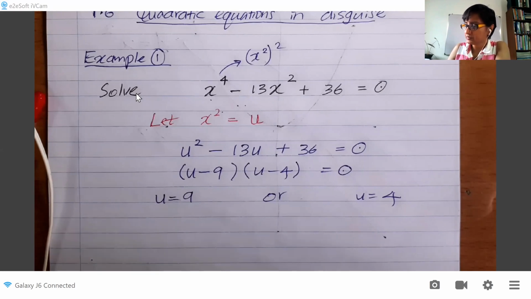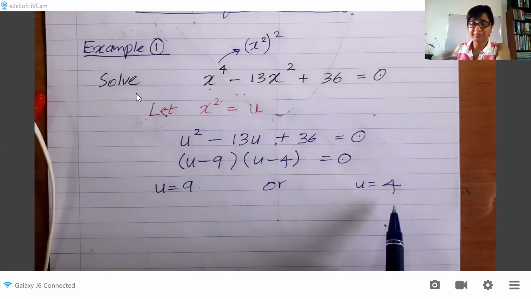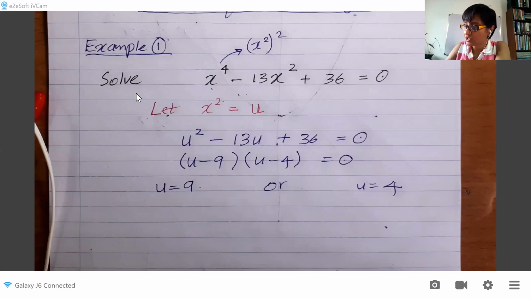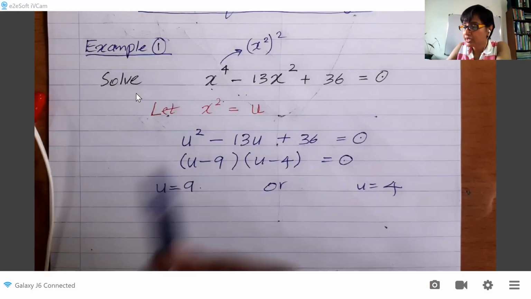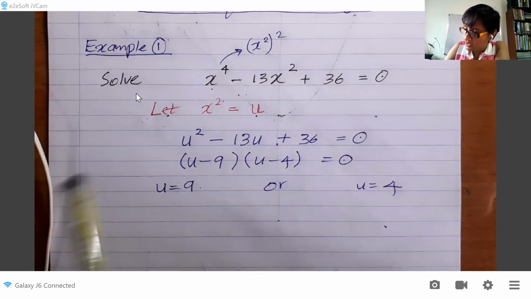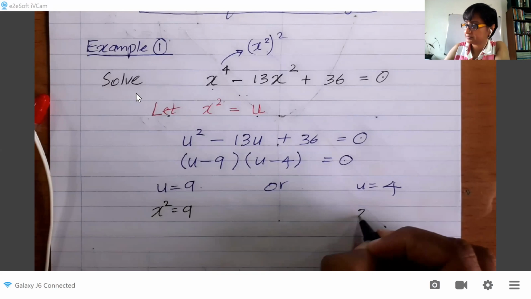So I got u equals 9 and u equals 4. U is something that I took. There was no u in the original equation. What is u? Now you bring back your x. U is nothing but x squared. Now let me go back to what is u? It's x squared equals 9. X squared equals 4.